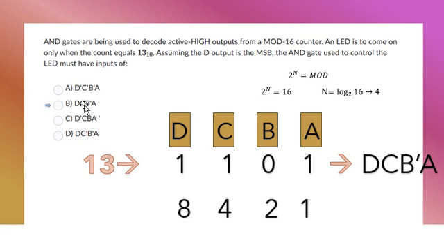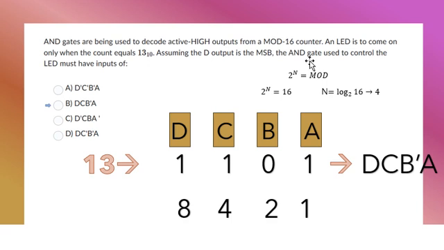Okay, so we have AND gates. We usually use them to decode active high outputs from the counter. So in this case, you're given a mod 16 counter.